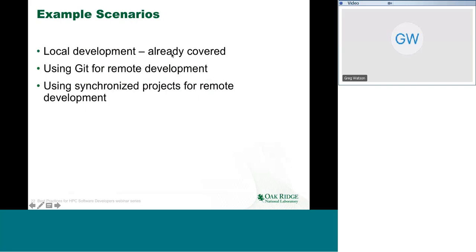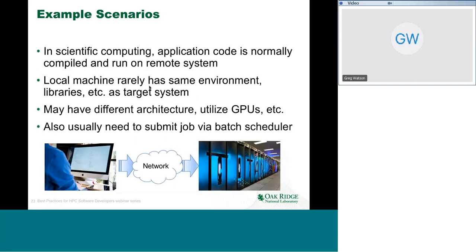So in terms of the real life example scenarios, I'll quickly go through some of these. We already covered the local development aspect. That's essentially just using a local version of a local repository. There are two scenarios for developing remotely if you're on a high-performance computing system. One is using Git and one is using remote synchronized projects. So in scientific computing, normally the application code is compiled and run on a remote system. So we need to be able to cater for that situation. And also, usually you interact with these machines via a batch scheduler or something. So we need to be able to deal with that.